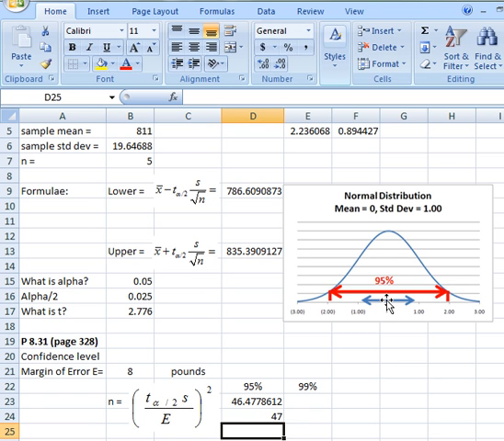tolerance interval here. Now remember, let's restate what we're saying. We can be 95% confident that the average we pick, the average we measure, will be within 8 pounds either way of the true population mean if we have a sample size of 47.